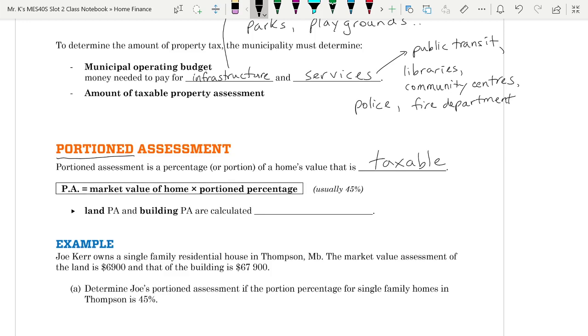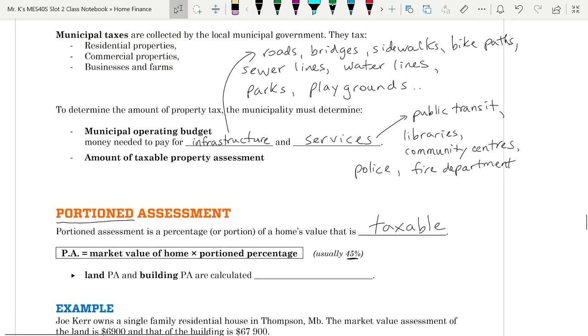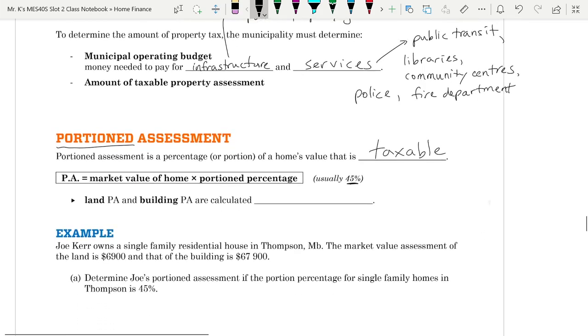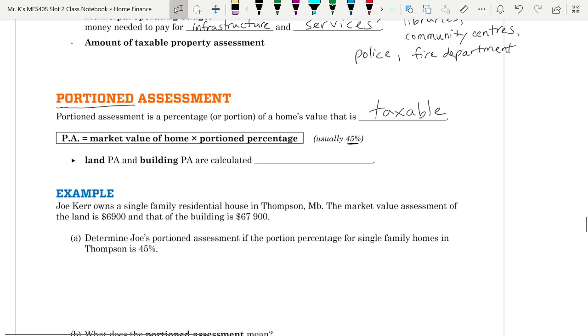There's a little formula here. The portioned assessment is generally the market value of the home times the portioned percentage. Usually, in most towns, it's 45%. In smaller communities, it can be less than that, and you could probably understand why. Smaller communities wouldn't have as much of the things up here to pay for as larger towns and cities have. But 45% tends to be where it is for most of us.